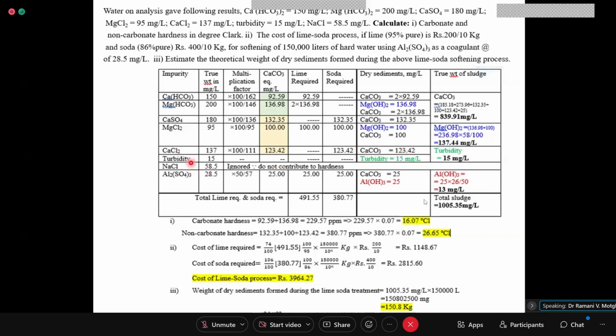Now, if turbidity is there, turbidity is the fine colloidal particles, very small in size. So this turbidity will coalesce on your aluminum hydroxide flock which is forming, and this aluminum hydroxide flock will precipitate this turbidity also. So you have to consider turbidity also. True weight of turbidity 15 milligrams per liter has to be considered in the sediment weight.